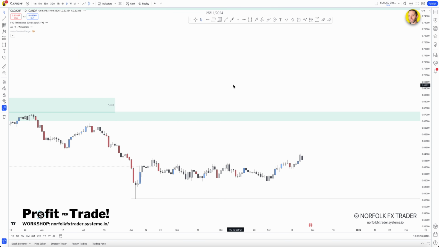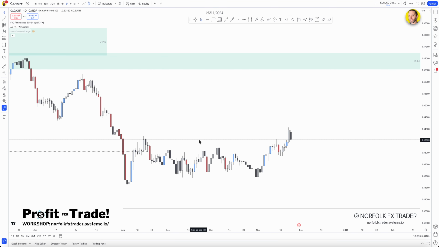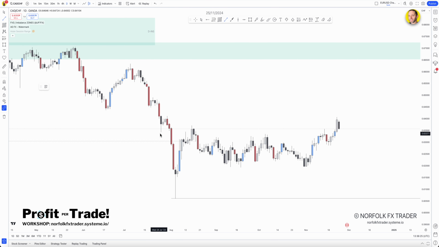Now if we go to the daily, we'll be able to see this better. And again, let's look at our current move in the market. So our last break of structure is this move here to the downside.